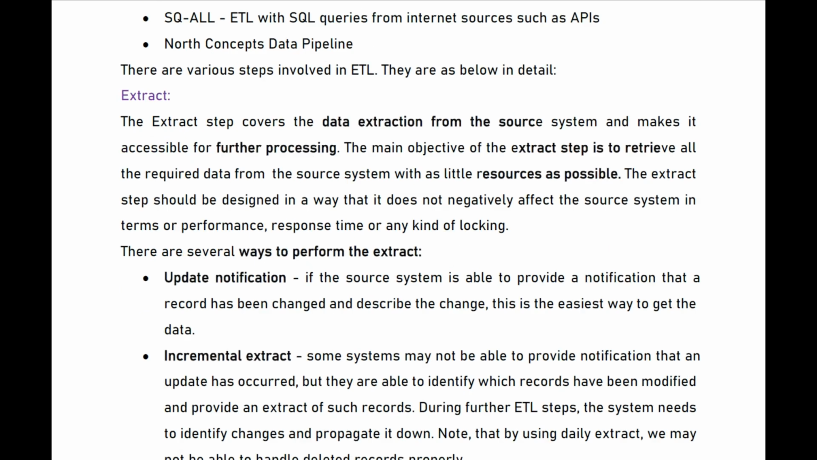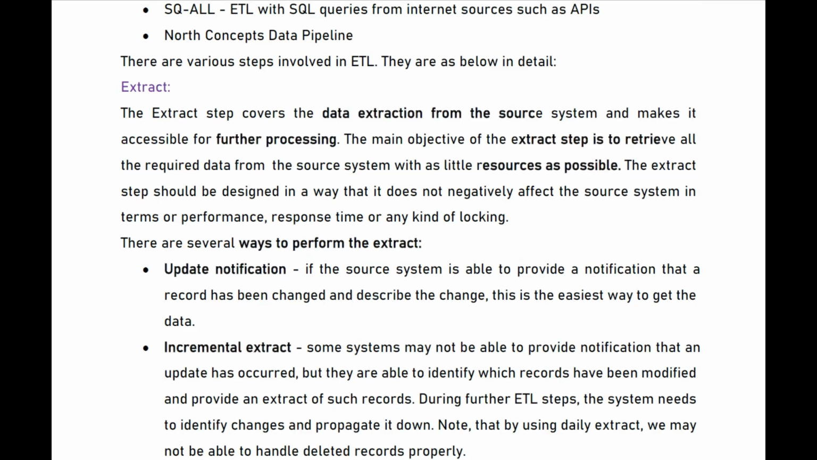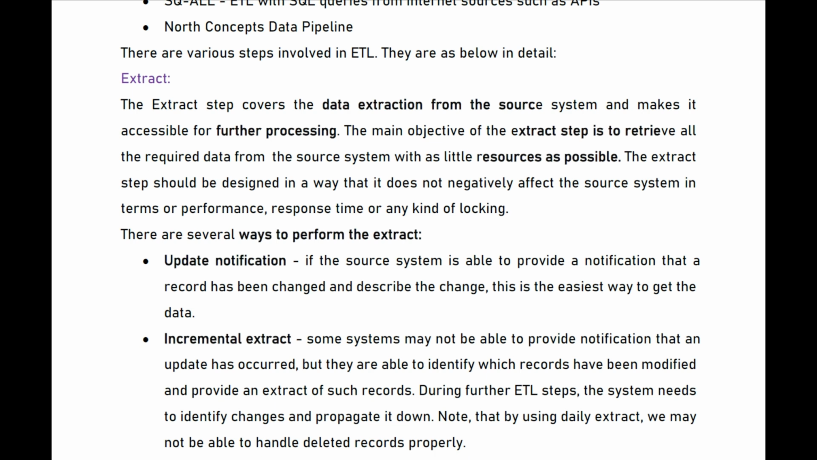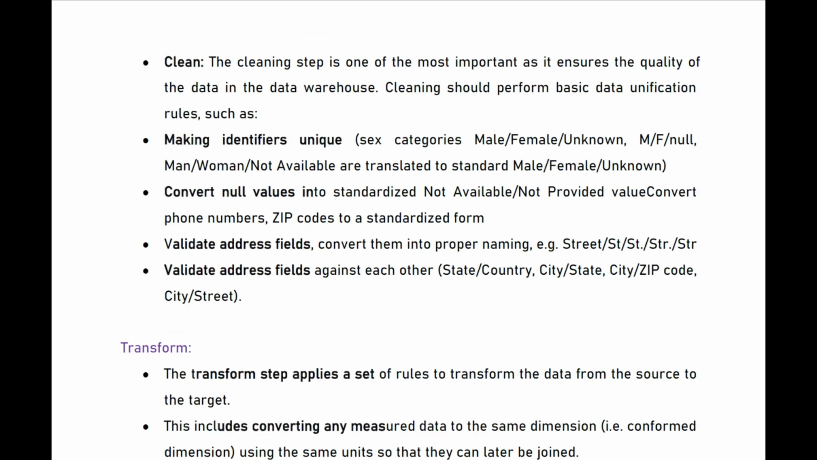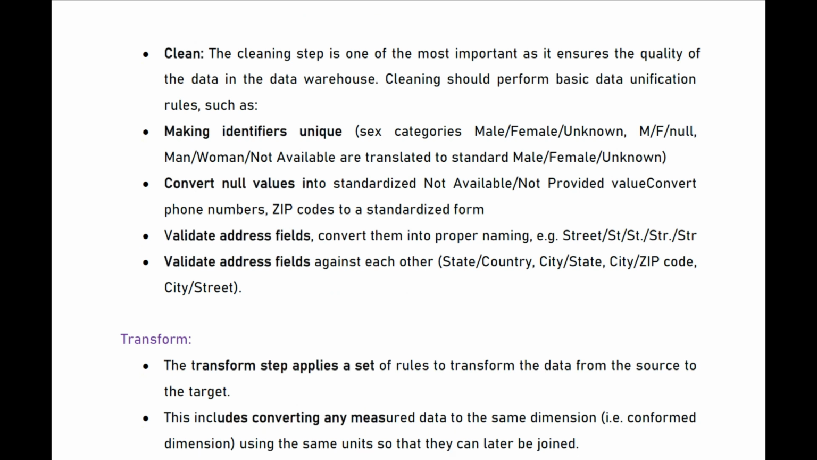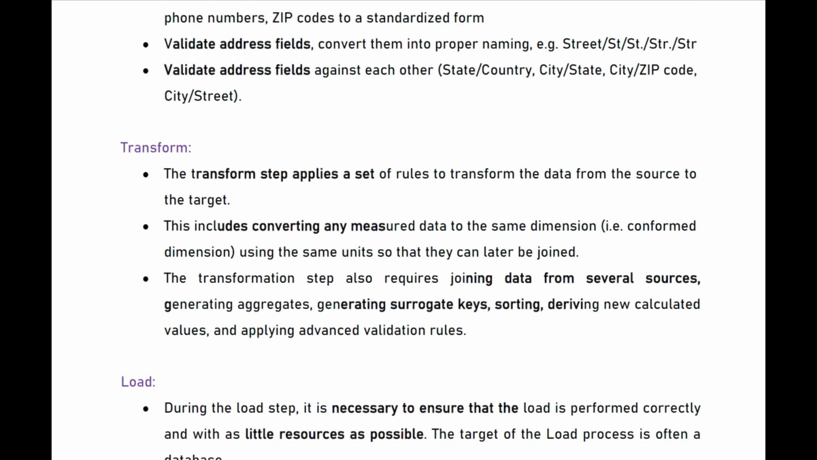Okay, extraction. Extraction is the step of extracting data from the source system, making it accessible for further processing. The extraction step involves reviewing and retrieving data from the source system, using as few resources as possible. There can be update notification, incremental extraction, or full extraction. Then cleaning, identifying unique values, converting to null values, and validating the address fields.